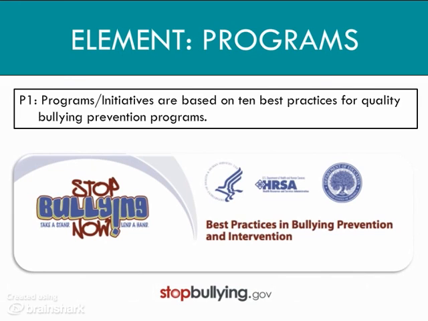A brief description of these 10 best practices can be found by clicking on the attachment found in the lower left-hand corner of your screen. Feel free to print this 2-page reference if you desire. You can use it to determine how well your programming efforts align with what research indicates is most effective at addressing bullying and harassment issues.